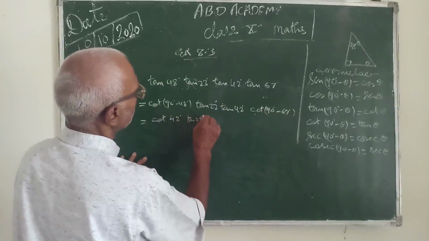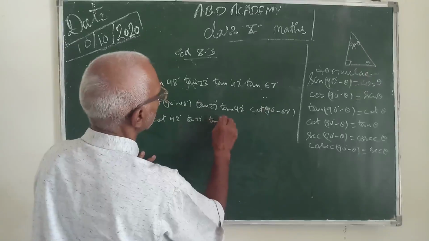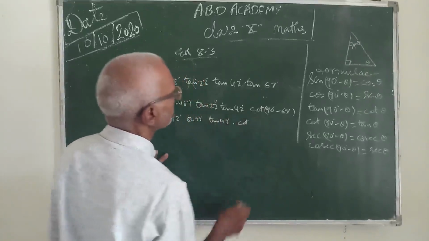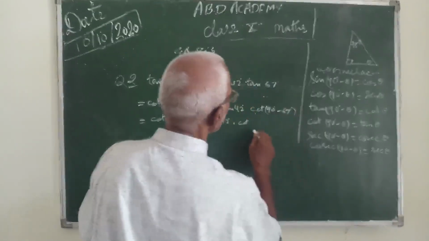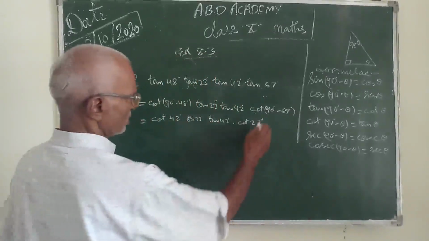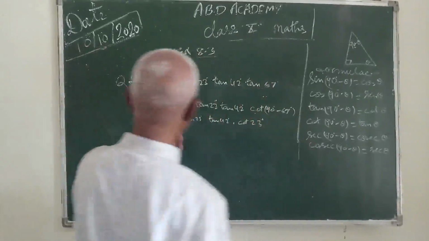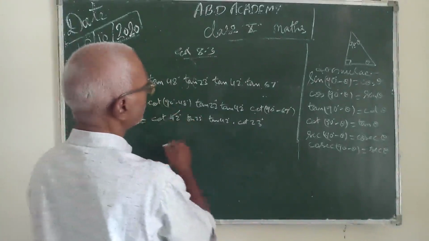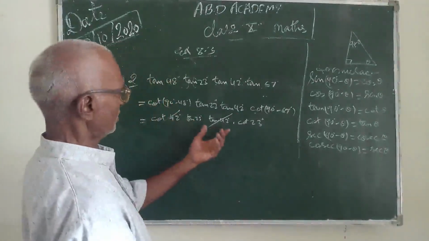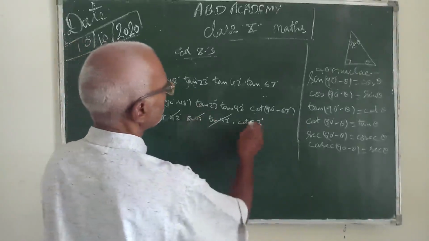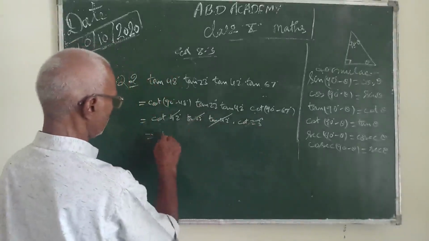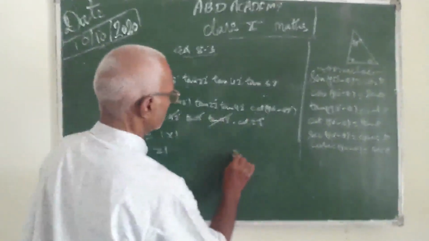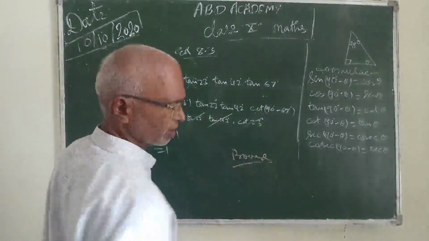Tan 23 degree, tan 42 degree, and this comes cot of 90 minus 67, that is 23 degree. Tan theta into cot theta is 1, because tan is 1 upon cot, or cot is 1 upon tan. So cot 42 will cut by tan 42, 1 will come. Tan 23 and cot 23 will come again 1. So this is 1 into 1, that is 1. So its value is to be proved 1 and it is proved. Directly proved this way.